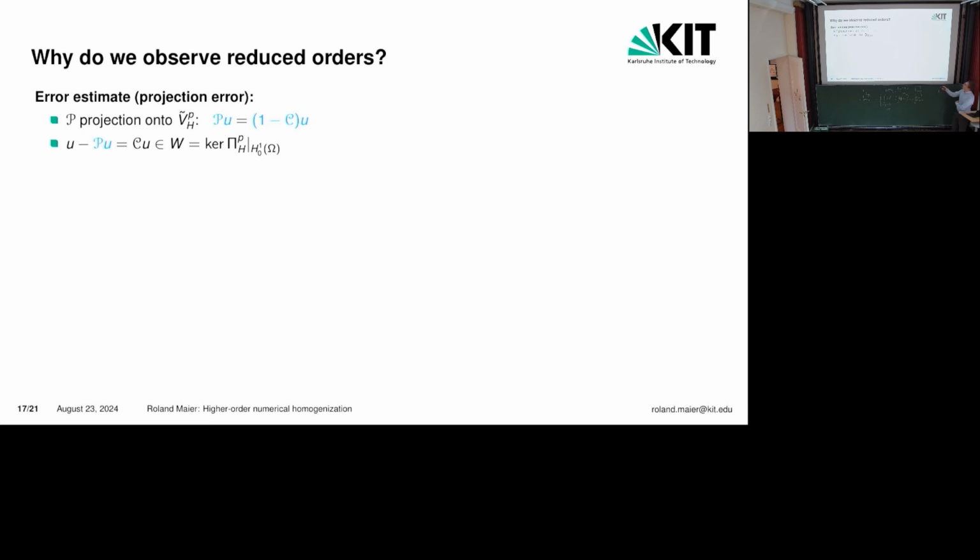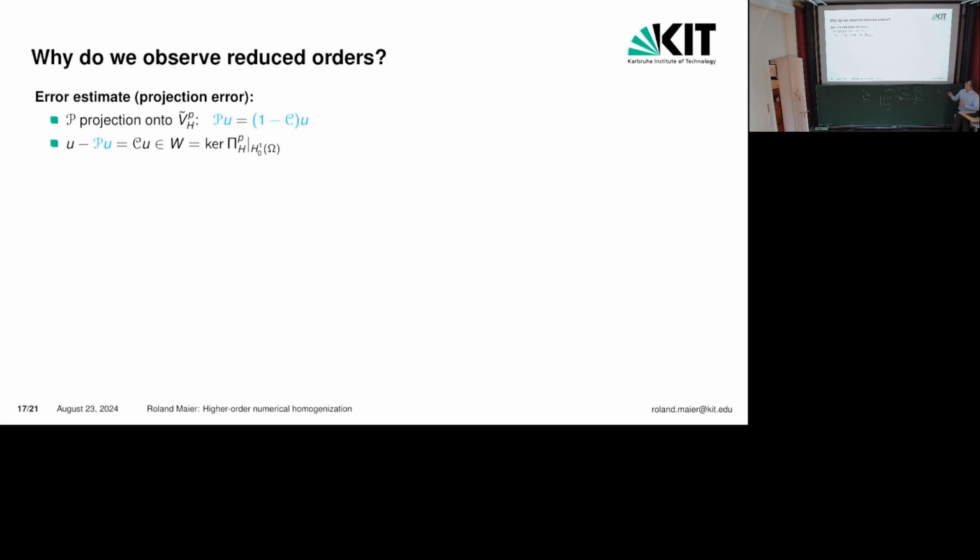And then, in particular, I look at the error. That's basically what we had in the elliptic setting all the time. The error between the solution and this projection is now just C of u. And this is, again, something in my fine scale space, which is always nice to have in this very classical error estimate.